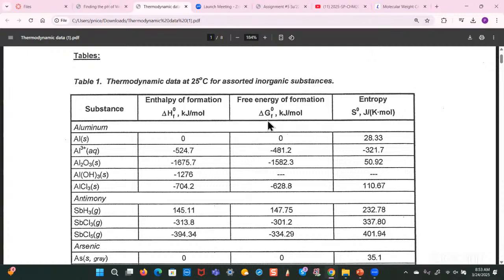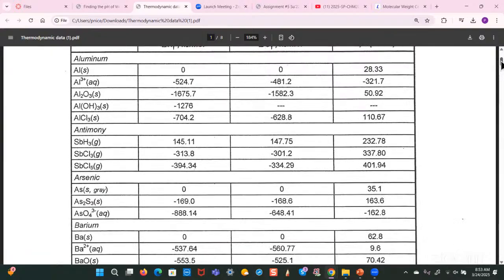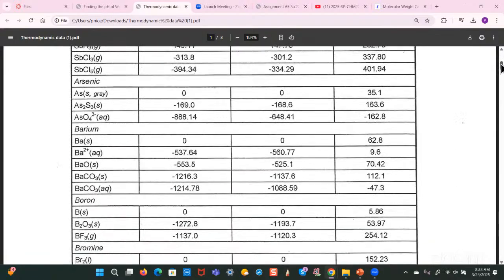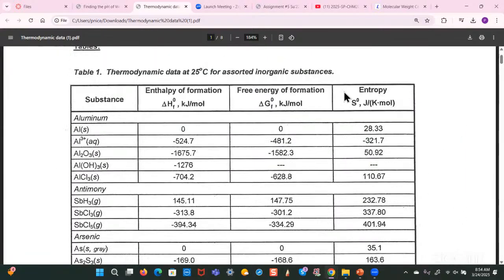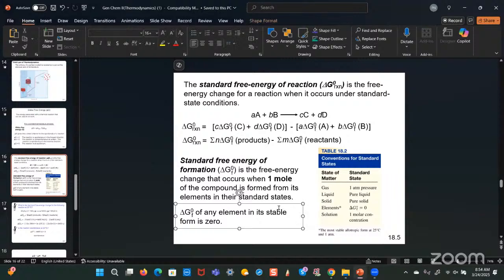Formation, if you remember, deals with situations where you're forming one mole of the substance from their constituent elements, right? And one thing I want to point out here is that when it comes to the elements themselves, like aluminum, arsenic, barium, you notice that the free energy of formation of these substances is 0, all right? Just like in the case of enthalpy. So let me go back to the PowerPoint here.